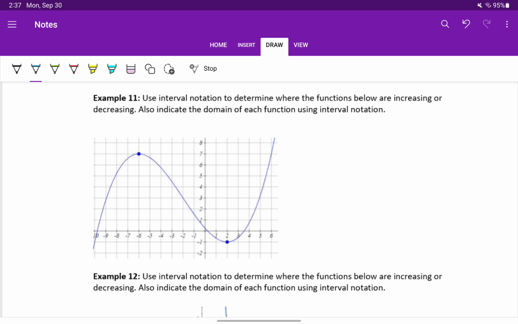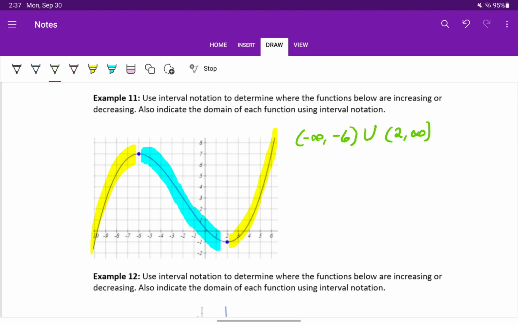We want to do the same thing in example 11: identify where our function is increasing, decreasing, and state the domain. We can see our function is increasing on this first section and this third section, but we have a middle section where it's decreasing. Our y values are going down as we read the graph from left to right. So we would identify the intervals of increase as negative infinity up to negative 6, because that's where that change happens. We use a rounded parenthesis. And we also have an interval of increase from 2 to infinity.